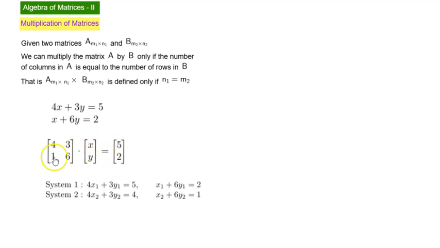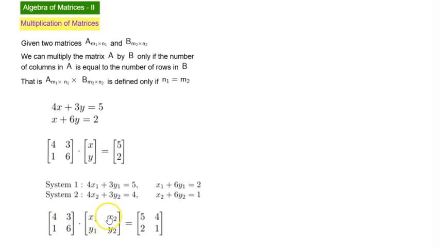Now, how do we put it in the matrix form? We write it as another column in the variable matrix. So we have 4, 3, 1, 6, the coefficient matrix as it is, times, now we have two columns because we have two systems, x1, y1, x2, y2, is equal to, and here again we have 5, 2 for the first system and 4, 1 for the second system of equations.